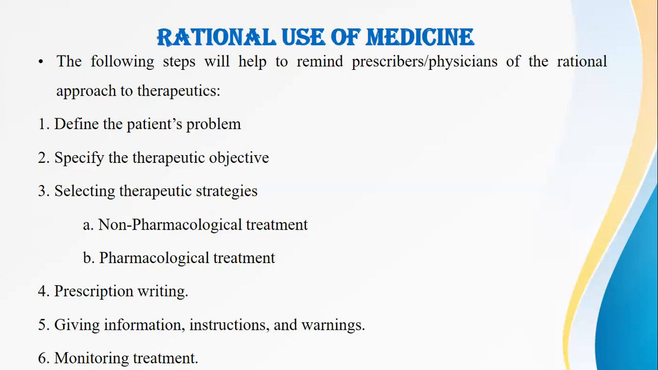Then prescription writing. The prescription is the link between the prescriber, the pharmacist, and the patient. So it is important for successful management of the presenting medical condition. The instructions and medicines are covered in more detail in the prescription. Then giving information, instructions, and warnings. This step is important to ensure patient adherence and is covered in detail in the following section. This means it involves the details which we are giving to the patient for knowing the disease condition, the medications, etc. It improves the medication adherence of a patient.